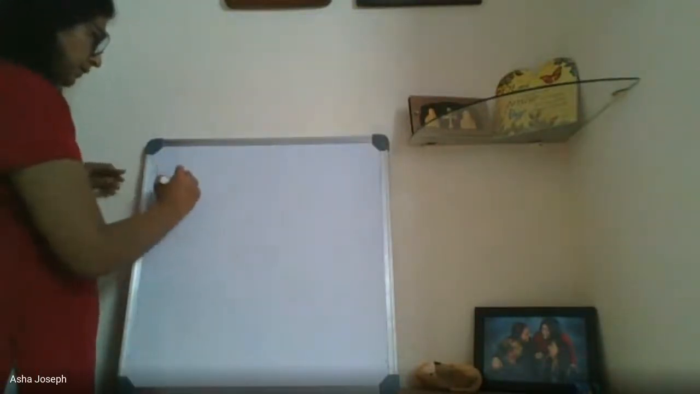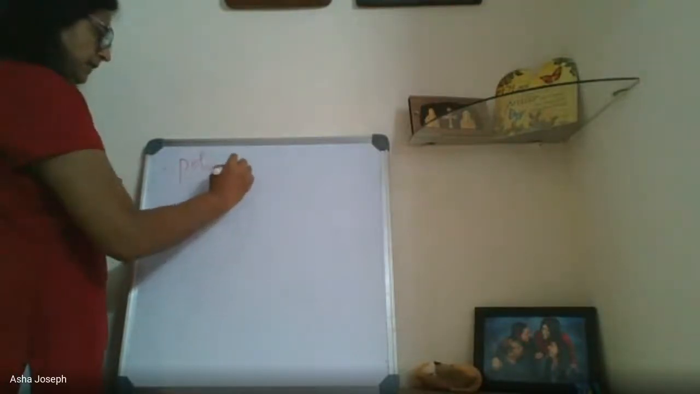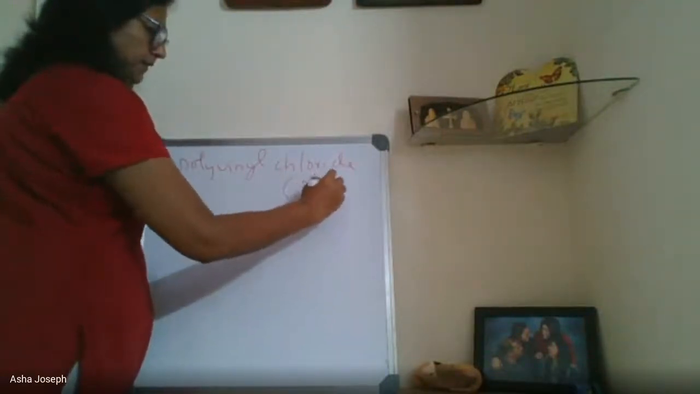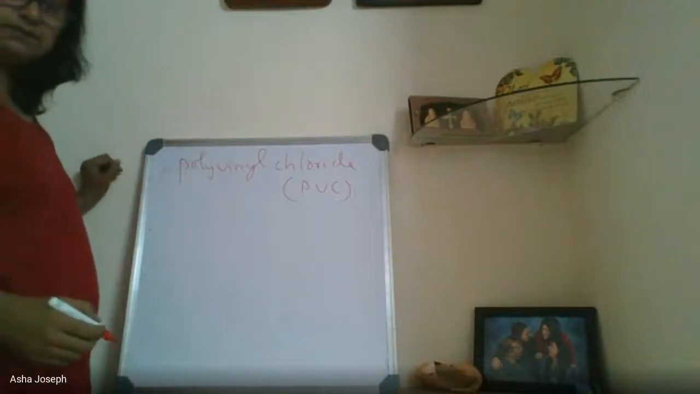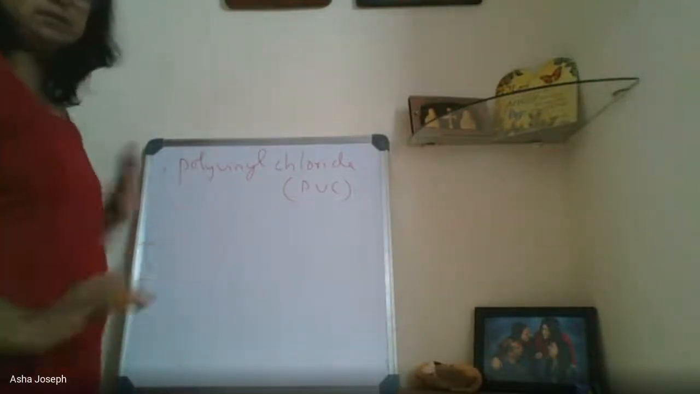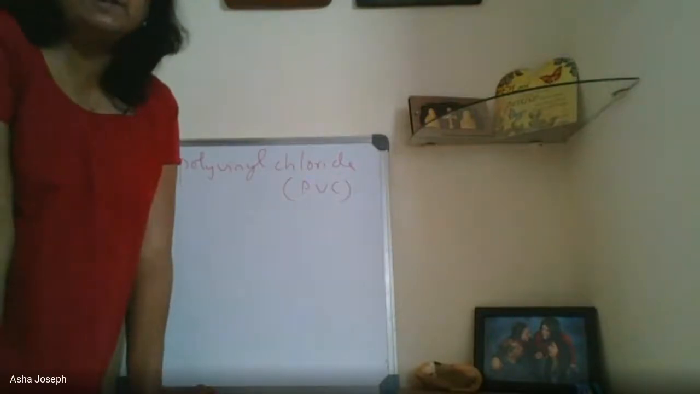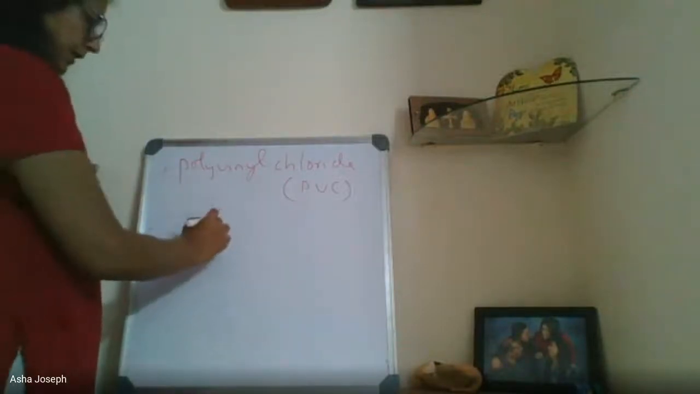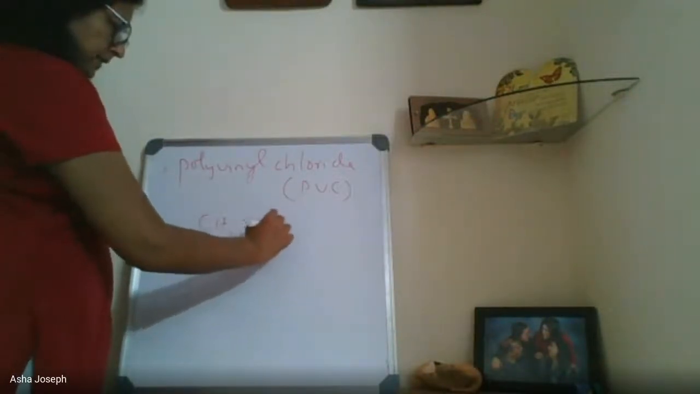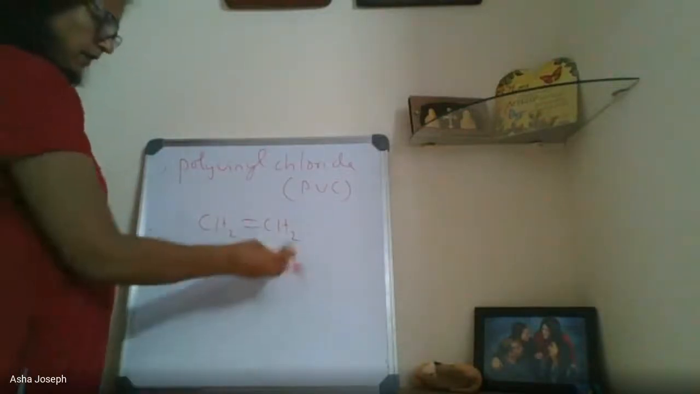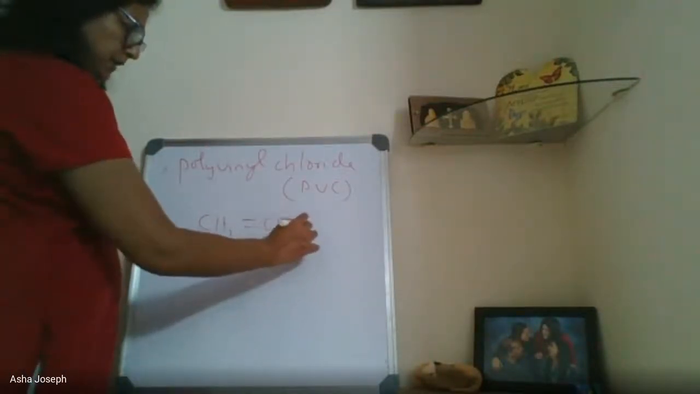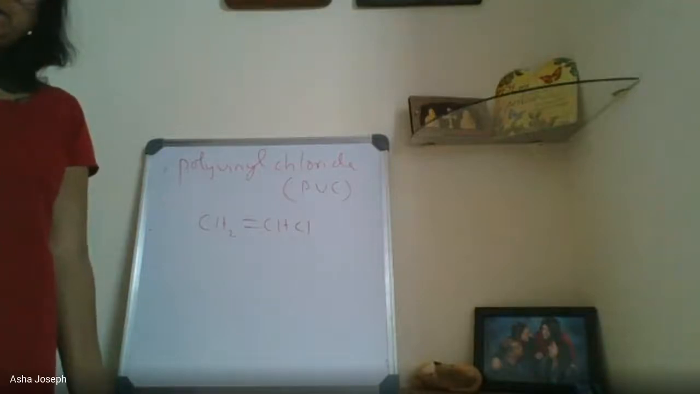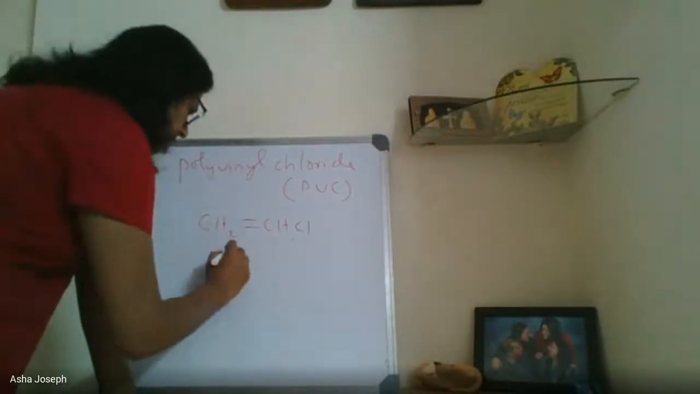Now next one is polyvinyl chloride. PVC. Polyvinyl chloride. So vinyl chloride, you should know from the name itself that it is vinyl chloride. Those who do not know what is vinyl chloride, you can write ethene. This is ethene, and one hydrogen of ethene is replaced by Cl. All of you write ethene first, one H is replaced by Cl. This is called vinyl chloride.